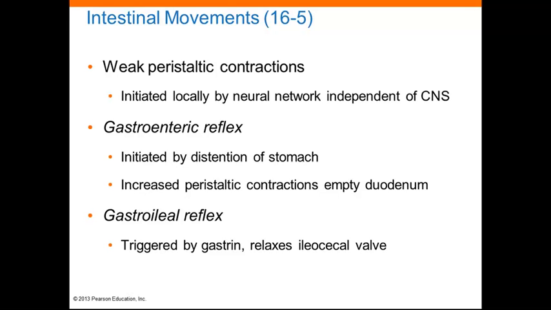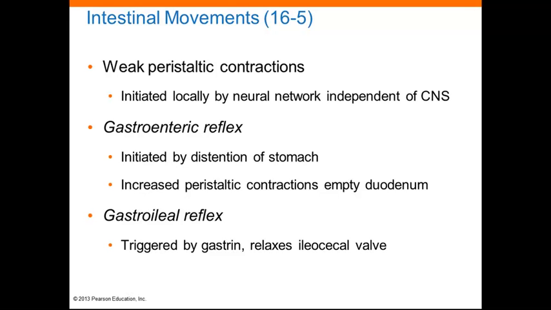So after chyme has entered the duodenum, weak peristaltic contractions move it slowly towards the jejunum, and these contractions are local reflexes, not under central nervous system control. More elaborate reflexes coordinate activities along the entire length of the small intestine.